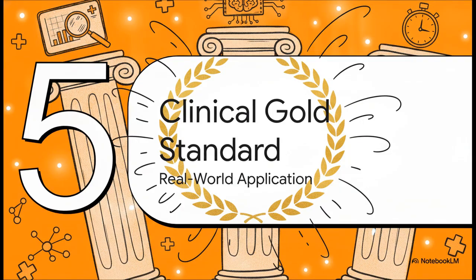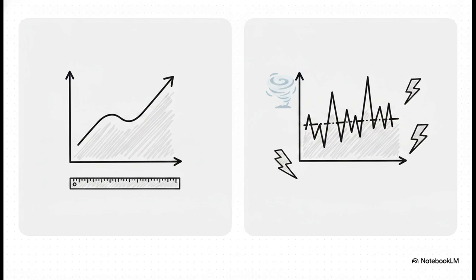Okay, Section 5, the clinical gold standard. Let's see how this all builds together. Comparing a stable baseline directly against a highly variable one reveals pretty much everything. On one hand, a controlled data path has a super clear level and trend because the variability is low. But on the other hand, a variable baseline is just full of extreme bounce and environmental noise.